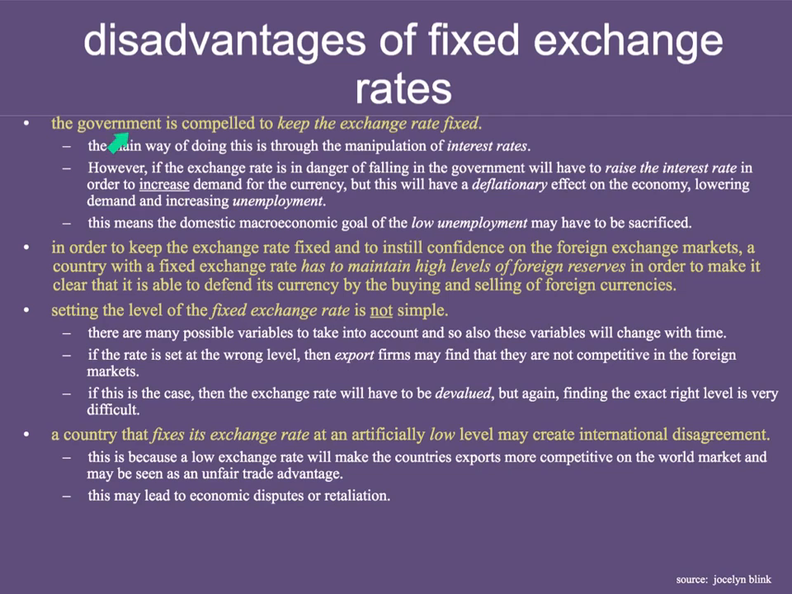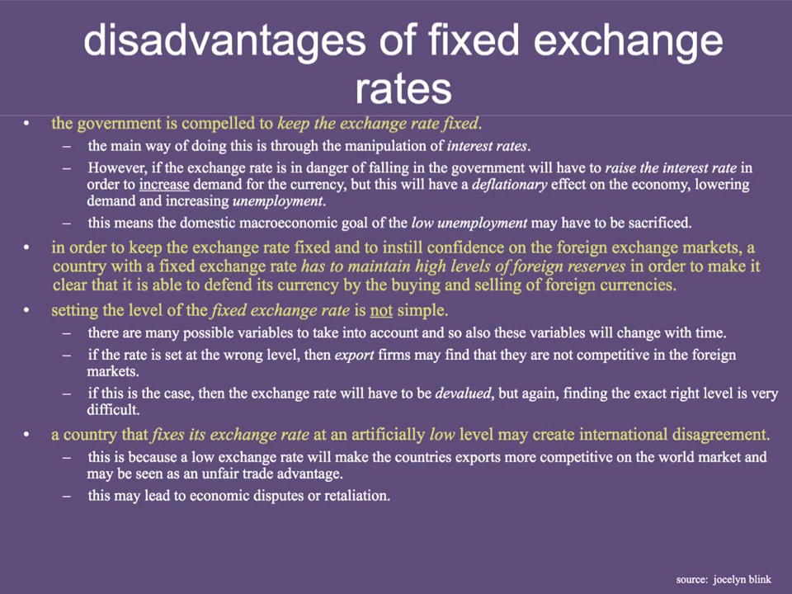Okay, so here are the disadvantages of a fixed exchange rate. Right? The first one is that the government is compelled to keep the exchange rate fixed, obviously. The main way of doing this is through the manipulation of interest rates. However, if the exchange rate is in danger of falling, the government will have to raise interest rates in order to increase demand for the currency. But this will have a deflationary effect on the economy, lowering demand and increasing unemployment. This means that the domestic macroeconomic goal of low unemployment will have to be sacrificed.